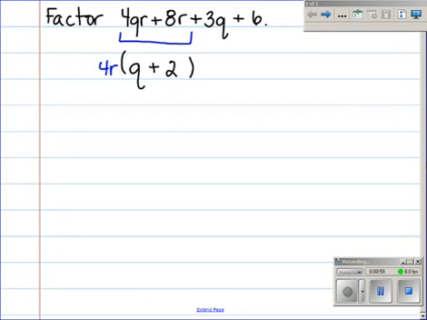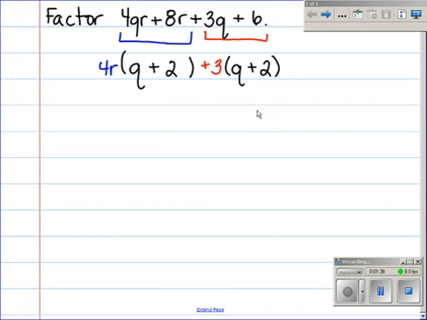Now the last 2 terms would be a different group. 3Q plus 6. Well, both 3 and 6 are divisible by 3, so we're going to write plus 3 since that's a positive 3. But they do not have a variable in common because 6 doesn't have a variable with it. So if I divide 3Q by 3, I'm left with just Q. And if I divide 6 by 3, I'm left with 2.